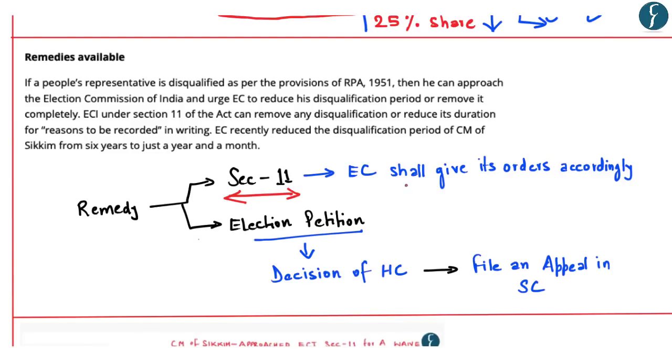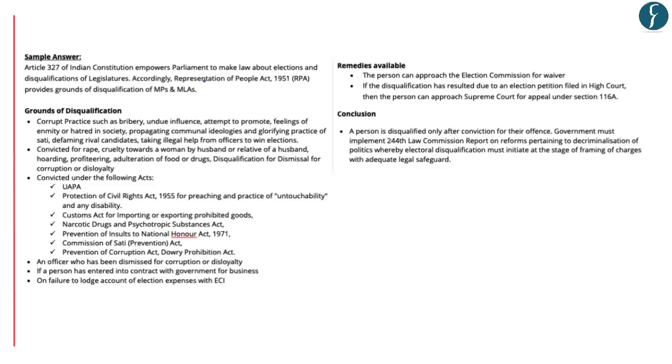So, with respect to remedy, we can mention two points. First, an appeal can be directly made to the Election Commission, and secondly, if it is a case of an election petition or with respect to any decision of the High Court, an appeal can be made in the Supreme Court. Thus, after a discussion with respect to various aspects of this particular question, let us go through the sample answer.